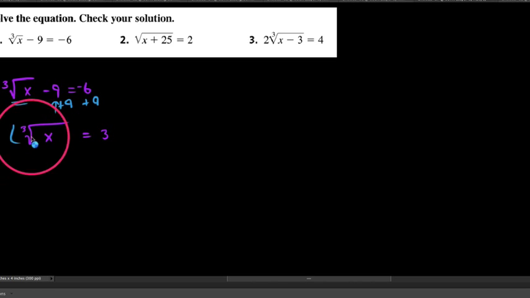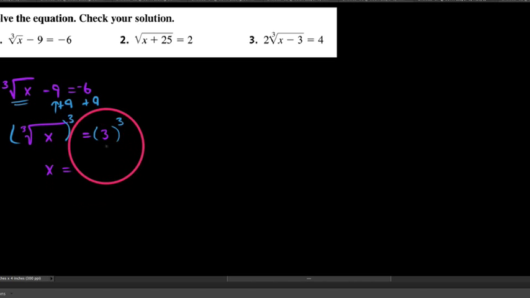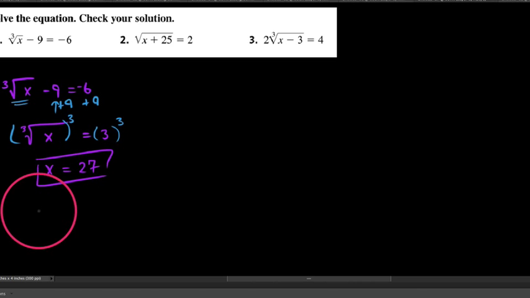So now that we've isolated this radical, what we're going to do is exponentiate both sides. And in order to get rid of the cube root, we'll cube both sides. Certainly if you cube a cube root, you get just the argument inside the radicand. You get x in this case. And we get 3 to the third power is equal to 27. Since this is our proposed solution, I'm going to put a question mark next to that. We need to check it out.